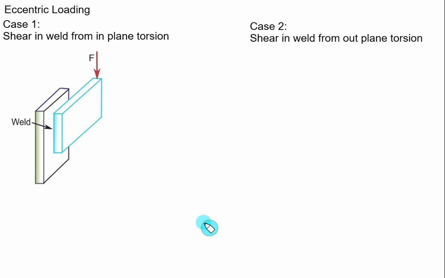In the case of eccentric loading, we'll discuss the two cases. In the first case, we have two plates which are to be welded and a point force is applied. So this force F is in the same plane in which we have done the welding. Suppose we do the welding here on the top. So the plane of welding and the plane of the force is the same.